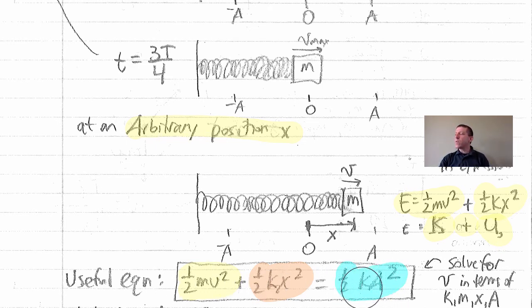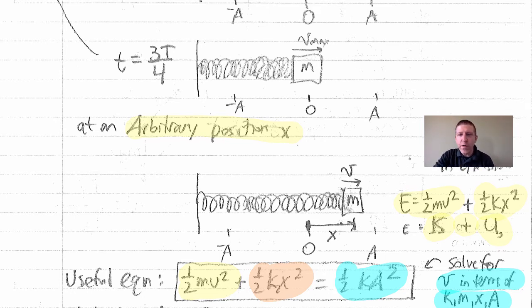So if you know the amplitude of the motion, you can write this equation and you can solve for v in terms of k, m, x, and A. I'm going to leave that for you to do so you can get an expression for v in terms of the k of the spring, the mass of the object, the displacement at any time, and the maximum displacement A.